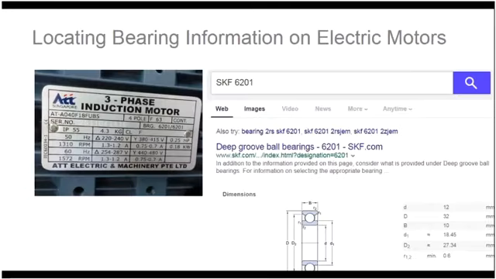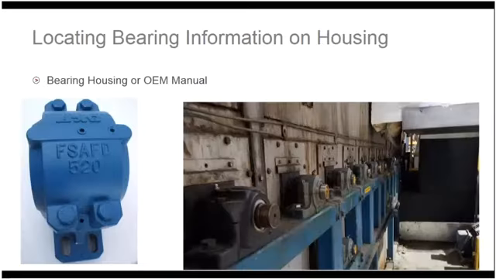So let's get started. When we're using this chart, it's important that we understand the type of bearing that's in the equipment. Typically for electric motors, there's an electric motor plate which indicates the type of bearing used in that motor. By locating that reference number, we can Google search the bearing number, in this case an SKF 6201, and get the appropriate dimensional information that we'll use as we go through the Quick Reference Guide.